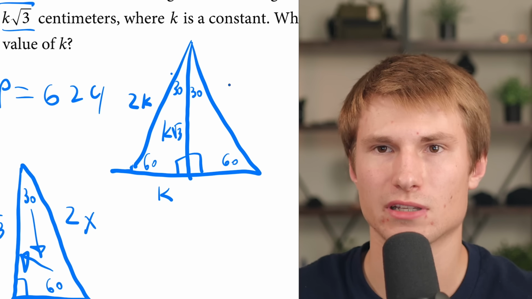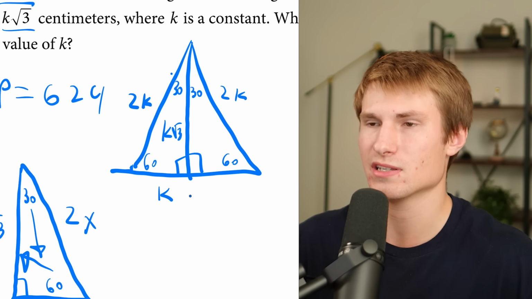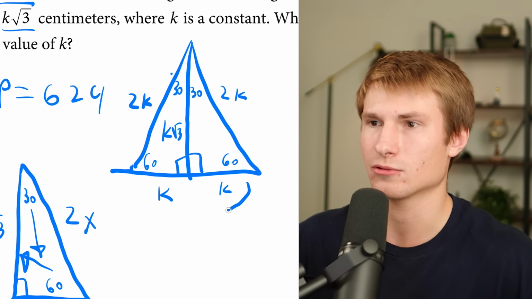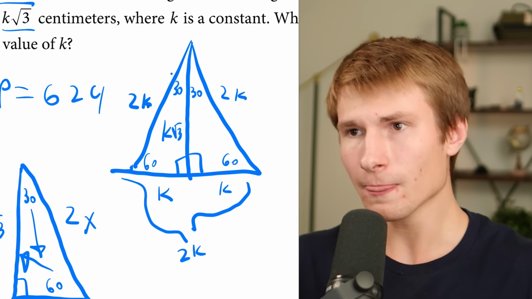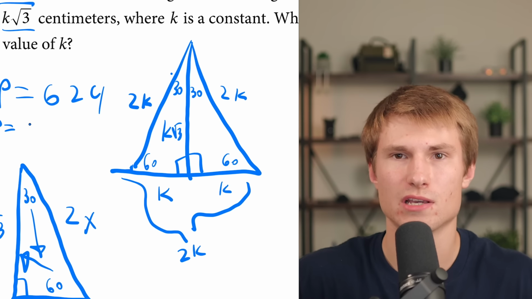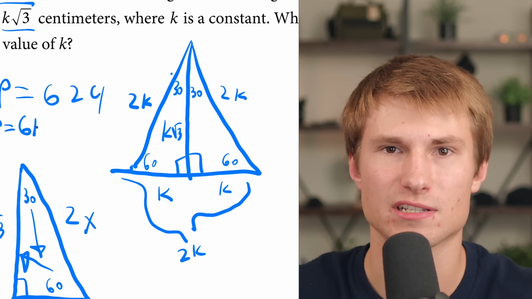Well, this makes it really easy because it's equilateral, so all the sides are the same. Okay, so this would be k and k, which would sum this to 2k, right? So now you have your perimeter must also equal 2k plus 2k plus 2k, which is 6k.